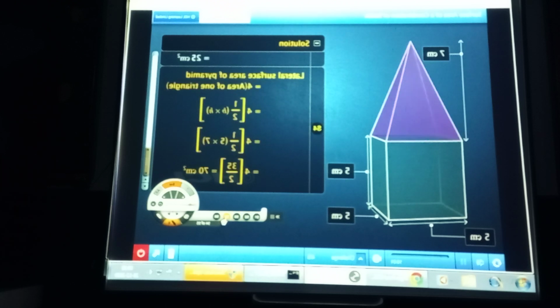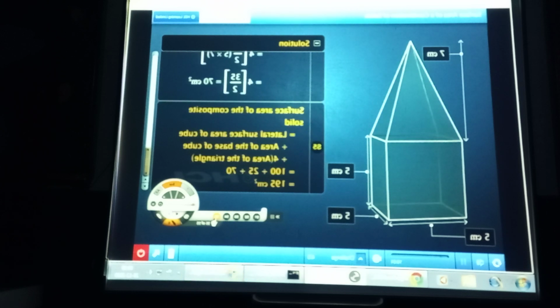Notice that the lateral surface of the pyramid comprises 4 triangles. We know the height of the triangle and the length of the base, which is the same as the length of the side of the square. So we find the area of one triangle and then multiply it by 4. Finally, we add the lateral surface area of the cube, the area of the base of the cube, and the area of the 4 triangles that make up the lateral surface of the pyramid. Thus, we find the total surface area of the solid.